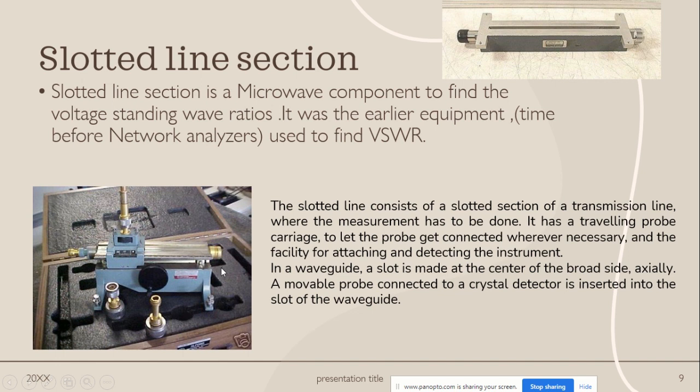A mobile probe connected to a crystal detector is inserted into the slot of the waveguide. You can connect this to a crystal detector. That crystal detector will convert the output from the microwave frequency to the normal frequency range of 1 kilohertz, which can be observed in the CRO.